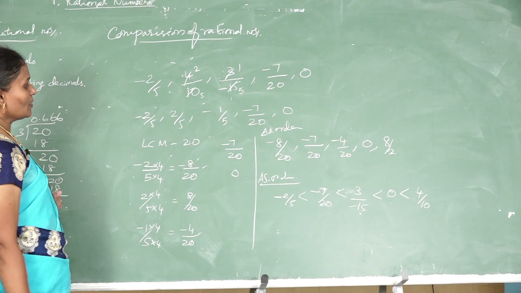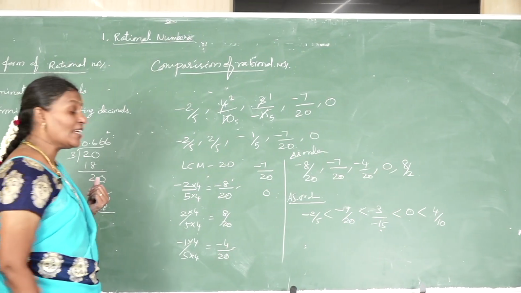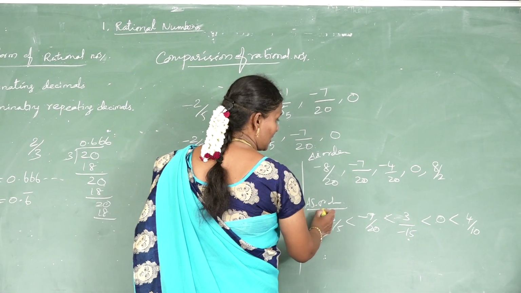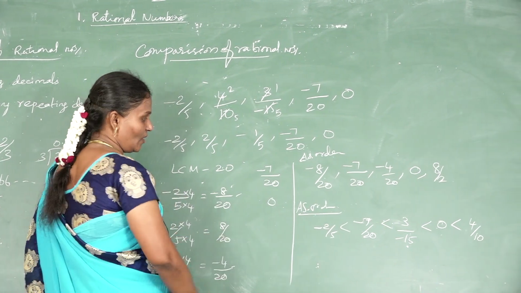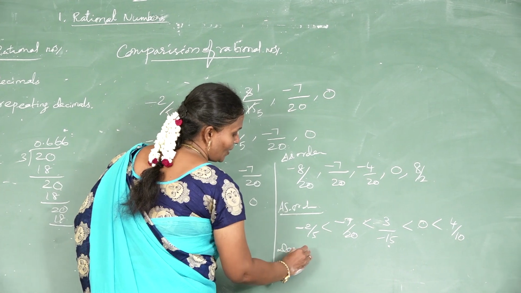Okay. These numbers, how do you write them in descending order? Descending order is the reverse of the ascending order. So you write it in descending order.